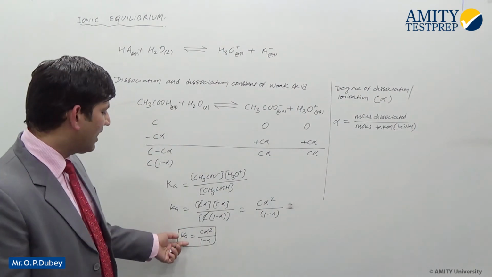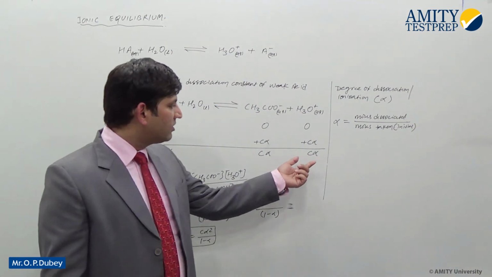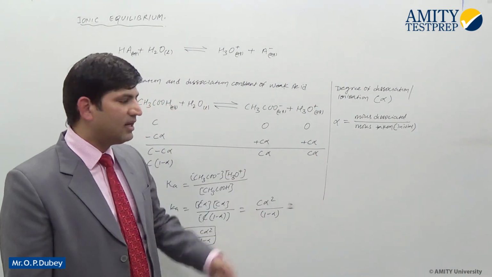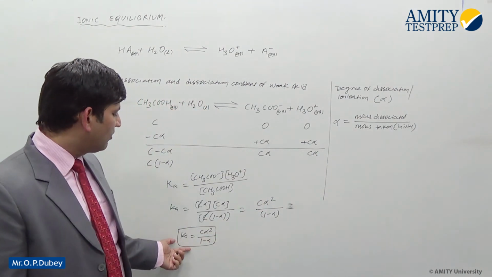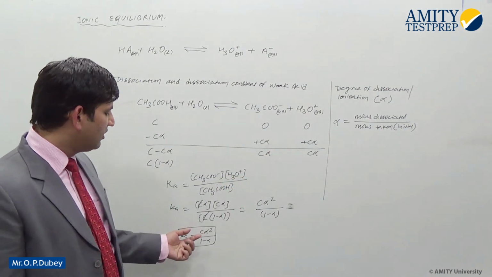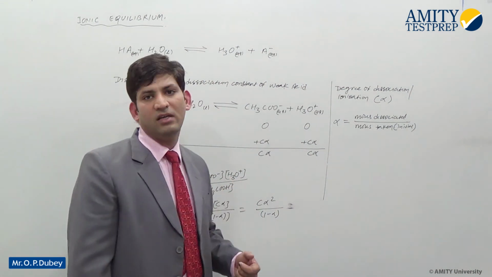So from here we can calculate the degree of dissociation, the dissociation constant, the concentration of H plus ion in this aqueous solution, and the concentration of acetate ion in this solution. We can calculate all of these for this weak electrolyte.